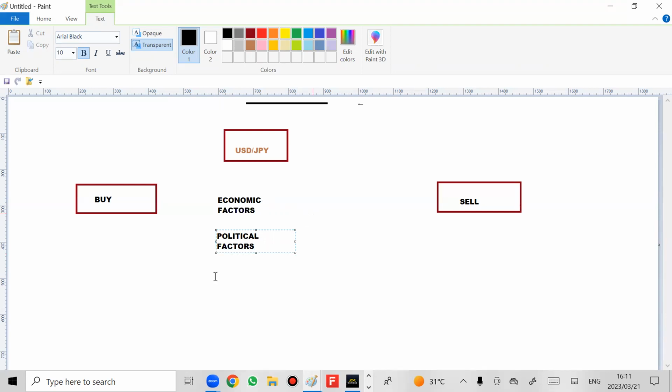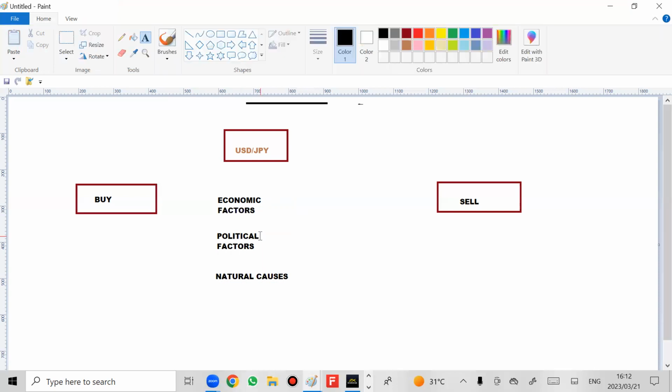And we have natural causes. Economic factors, political factors, natural causes. Those are the three factors. There are many factors, but I'm listing out the major factors that can make the currency gain in value or lose value.